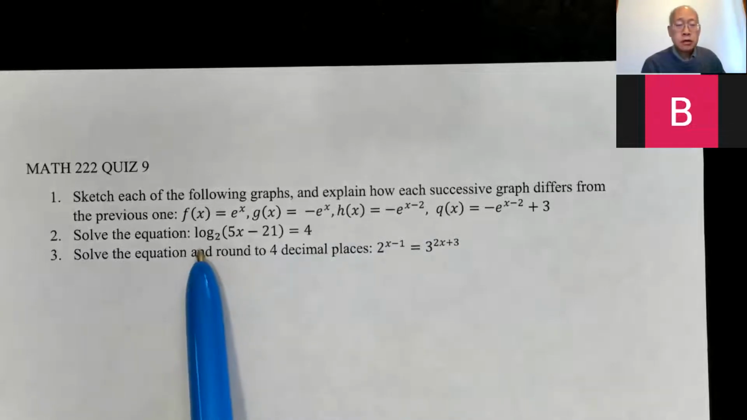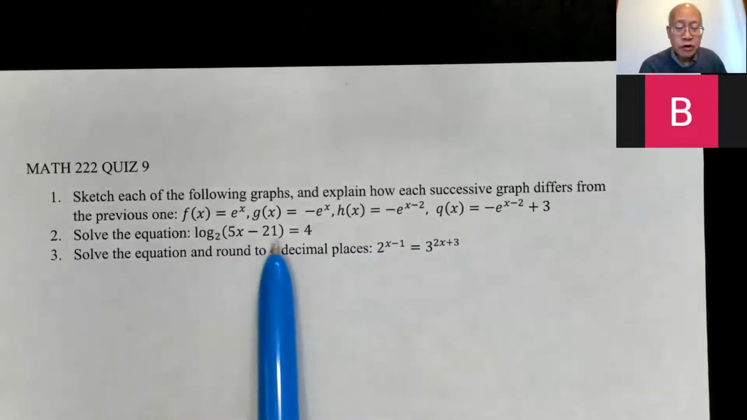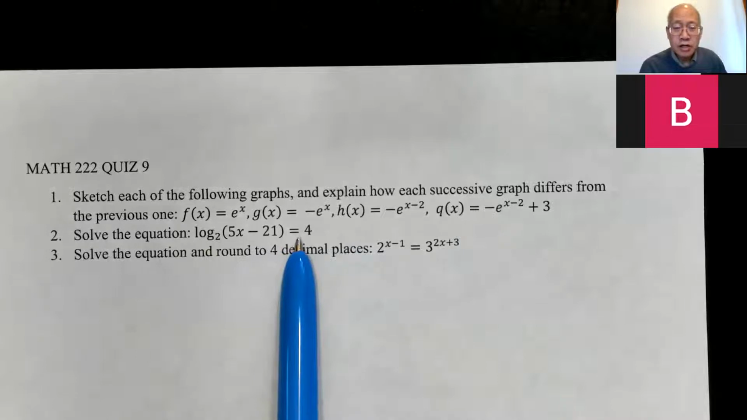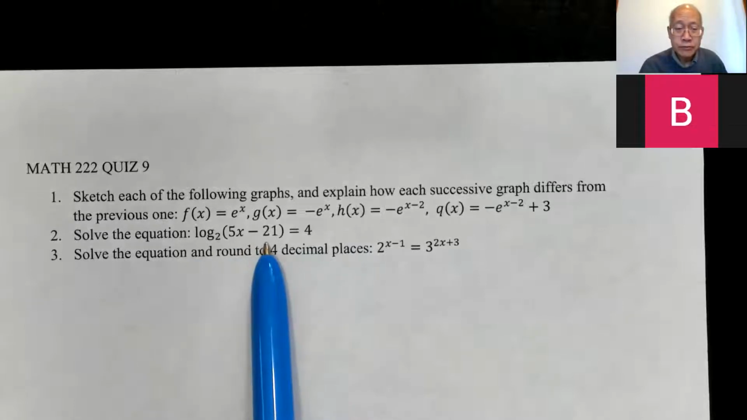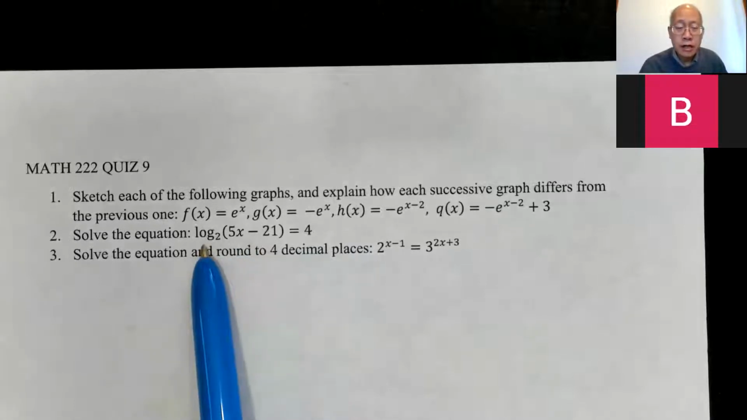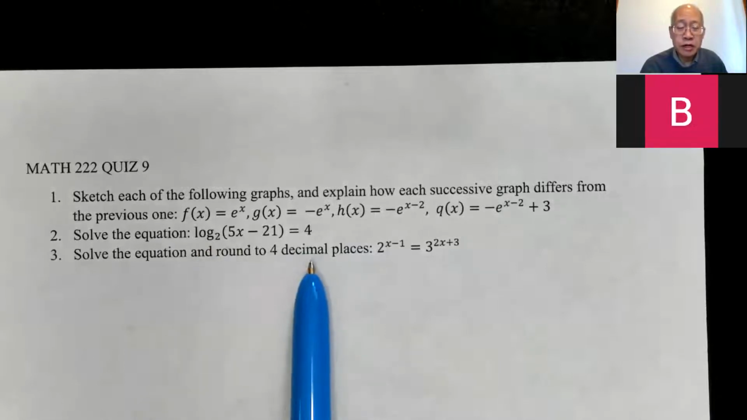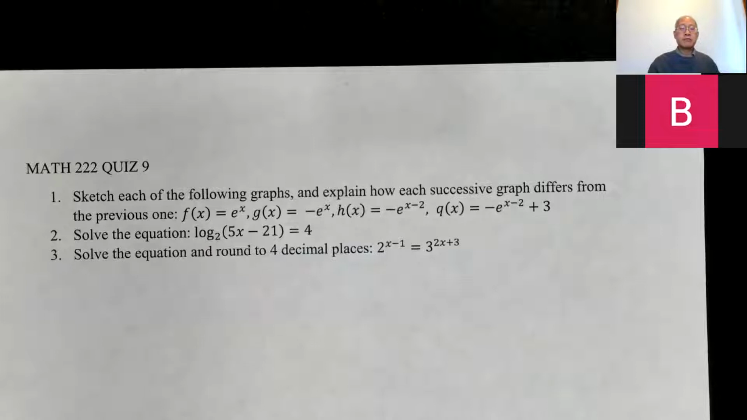Okay, 2. Log base 2 of (5x minus 21) equals 4. I'll just give you the hint to unscramble it. Write it without the log. If you can write it without the log, then it becomes very straightforward. Okay, how do I get rid of the log? The hint is always start with the base, right? Which is the base, which is the exponent, which is the answer, then it's pretty simple.